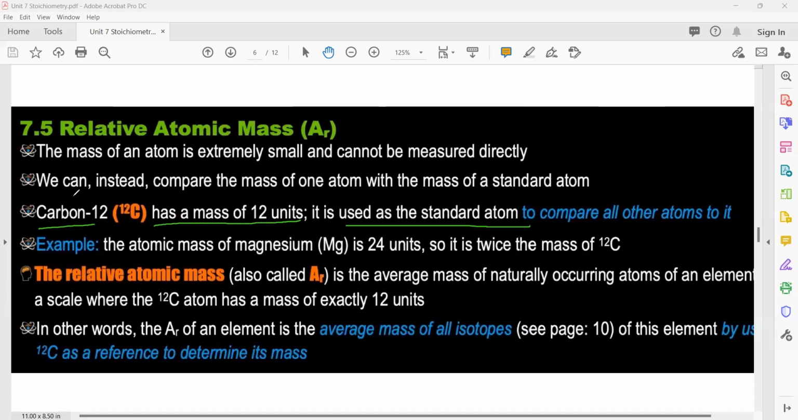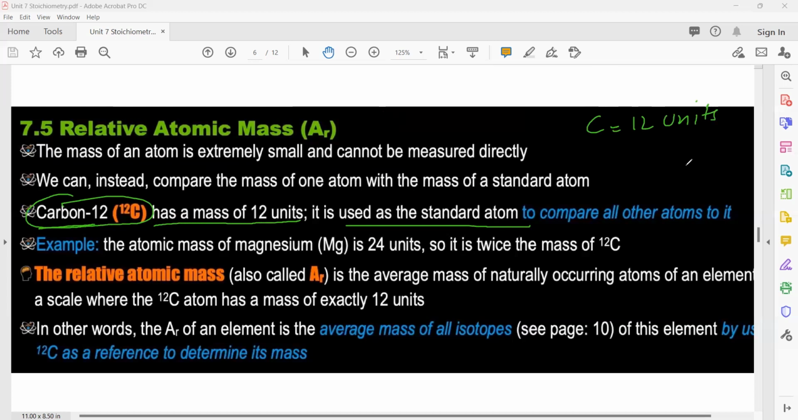Now here in chemistry, they are taking carbon 12 as a standard. They are comparing the mass of carbon with all others. So what they said is that carbon is equal to 12 units.